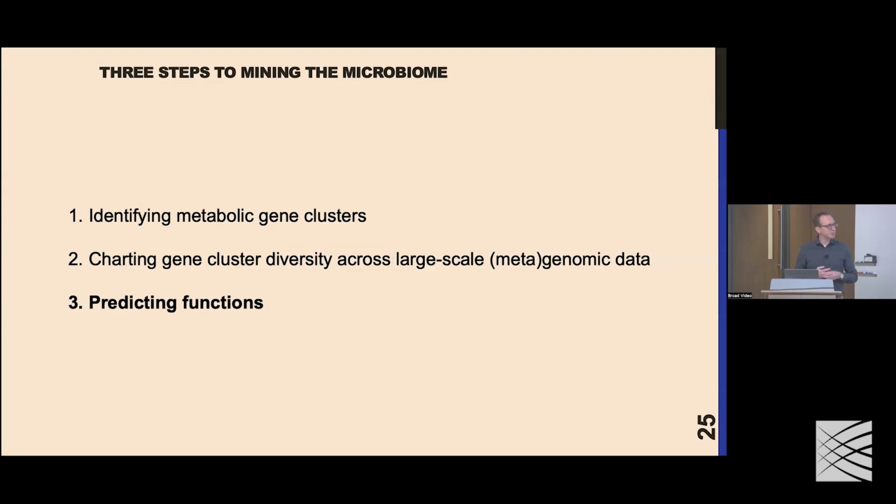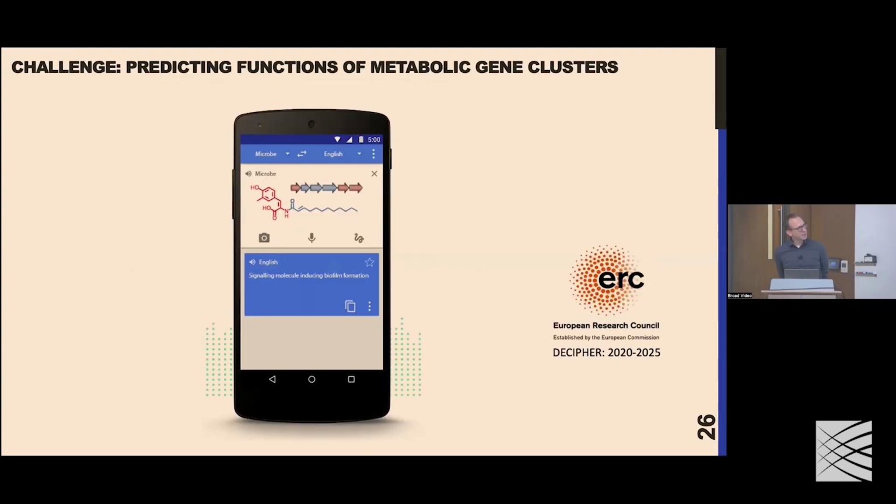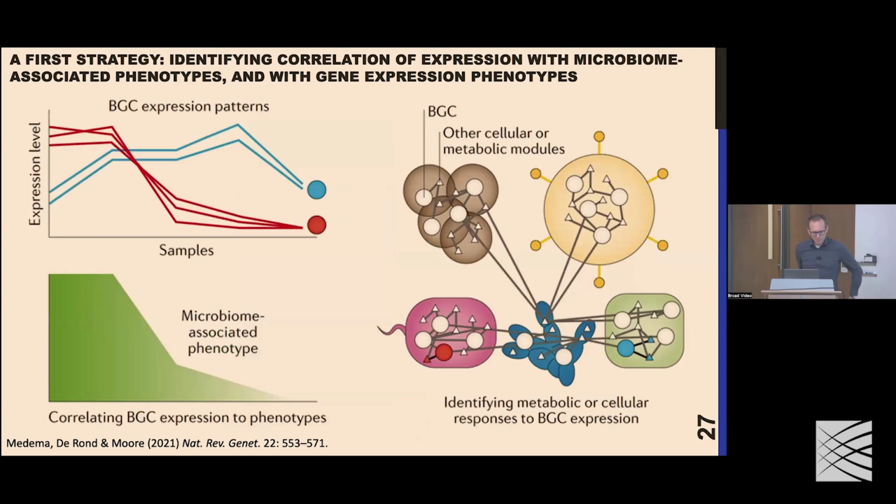There are so many of these metabolic gene clusters out there, which have all sorts of functions. And we really need to predict, for example, in a microbiome setting, which ones really matter to explain certain microbiome-associated phenotypes. This is a key challenge that I've been tackling with my group as part of an ERC grant that is finishing next year already. It's called the Decipher, where we've been following a couple of different strategies to try to predict functions of these biosynthetic gene clusters.